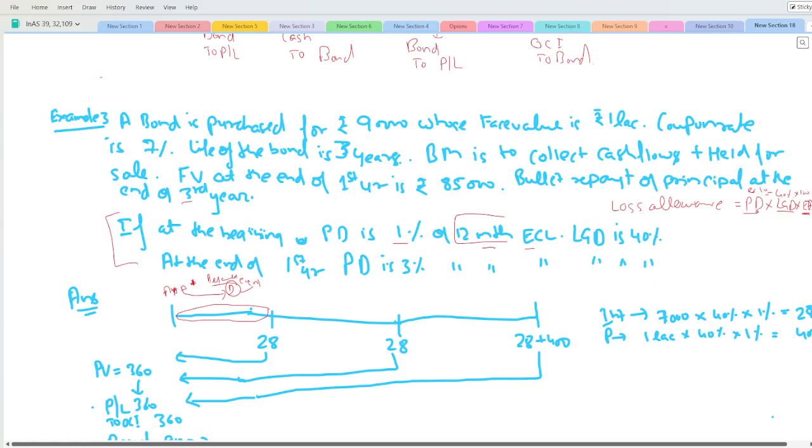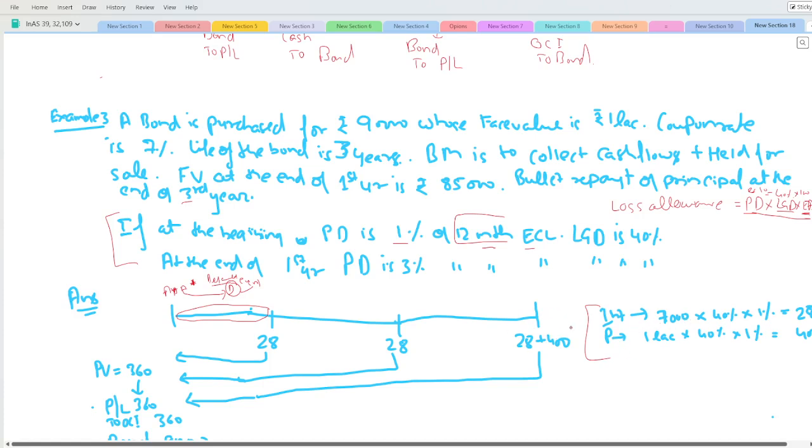And the PD is the chance of this default happening. So this is the PD here, 1%. Now coming to the solution. At the inception, the coupon is your 7,000. So this is the catch point here. How is it done?